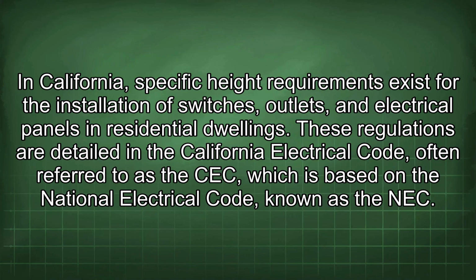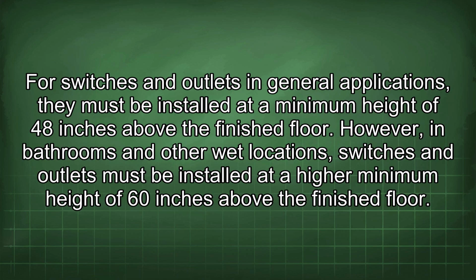In California, specific height requirements exist for the installation of switches, outlets, and electrical panels in residential dwellings. These regulations are detailed in the California Electrical Code, often referred to as the CEC, which is based on the National Electrical Code, known as the NEC. For switches and outlets in general applications, they must be installed at a minimum height of 48 inches above the finished floor. However, in bathrooms and other wet locations, switches and outlets must be installed at a higher minimum height of 60 inches above the finished floor.